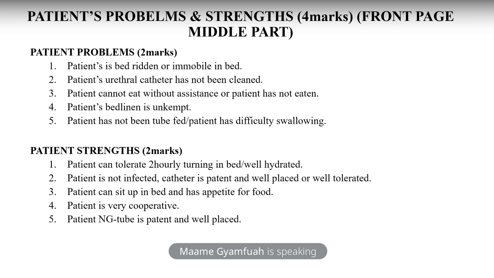First one, patient is bedridden or immobile in bed. 2. Patient's urethral catheter has not been cleaned. 3. Patient cannot eat without assistance or patient has not eaten. Okay. 4. Patient's linen is unkempt. 5. Patient has not been tube fed or patient has difficulty swallowing. Okay. And then the patient's strength. We have patient can tolerate turning in bed or is well hydrated.